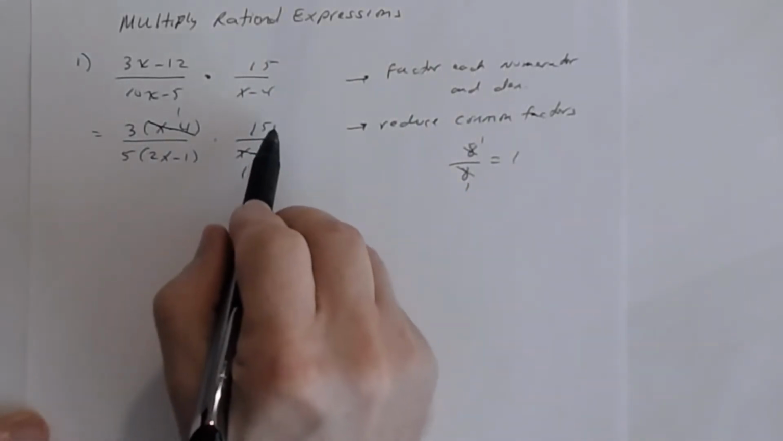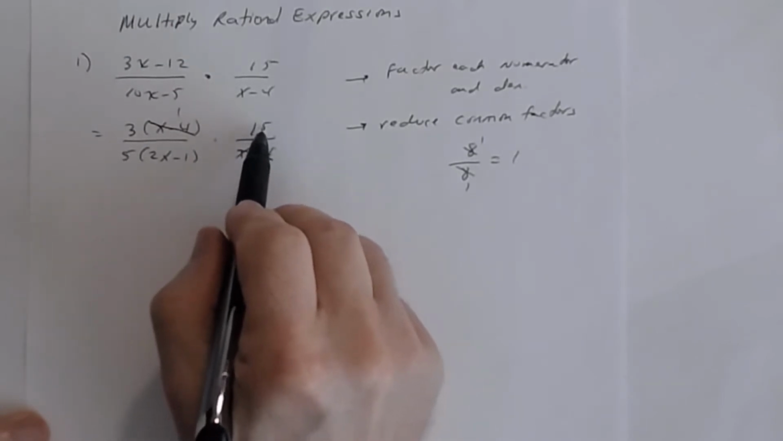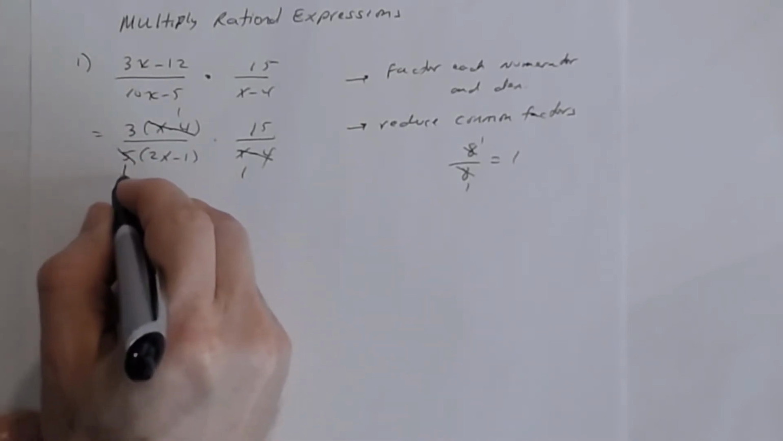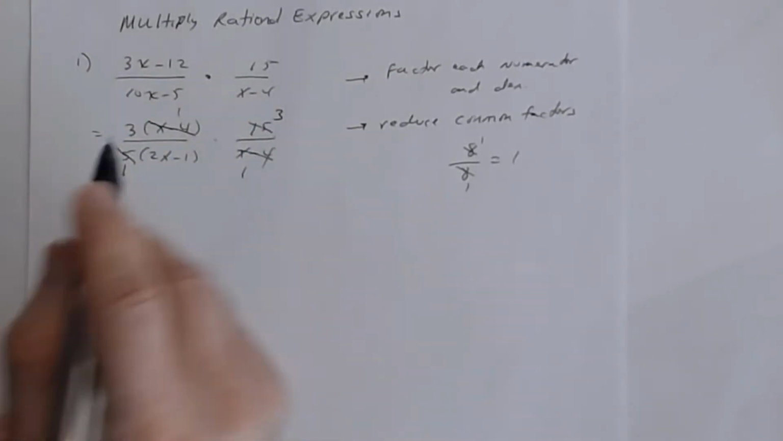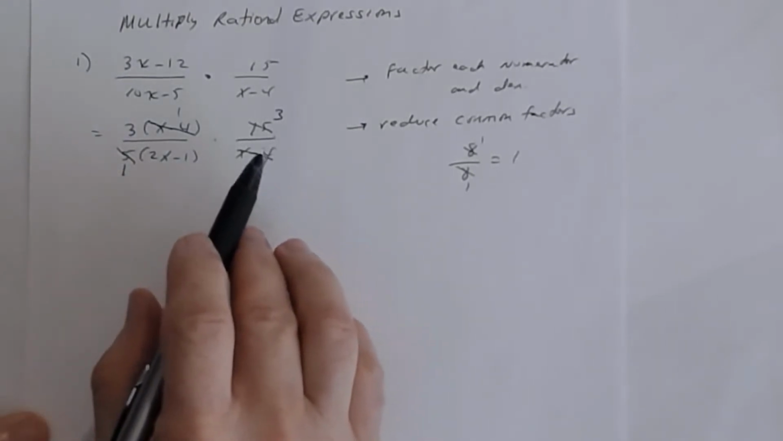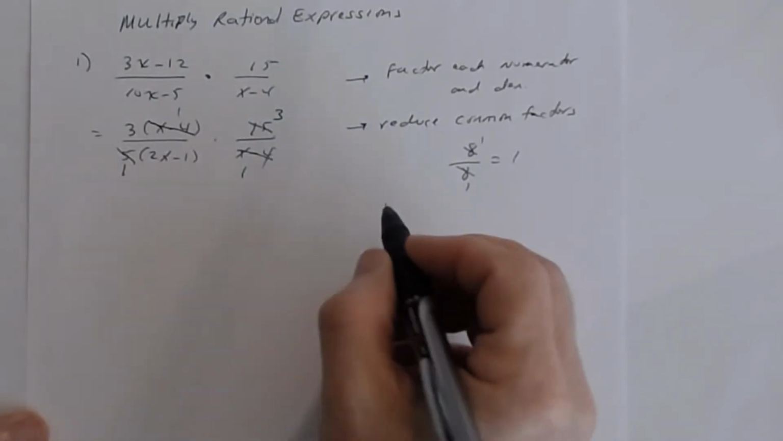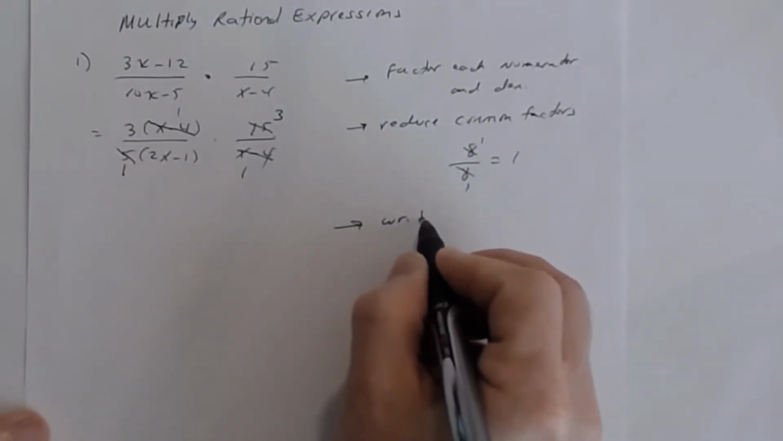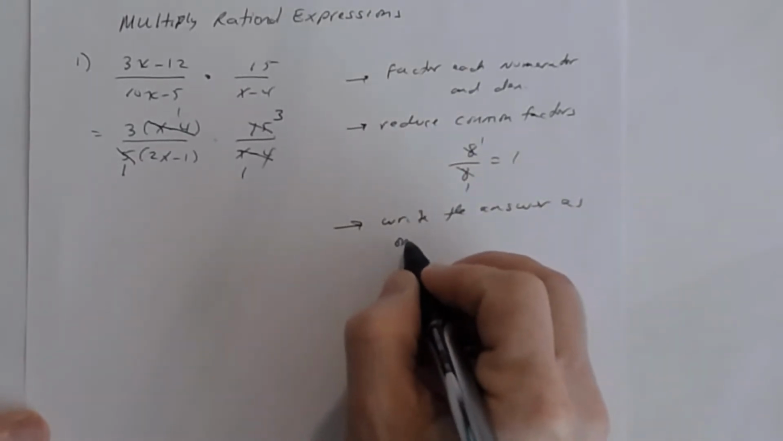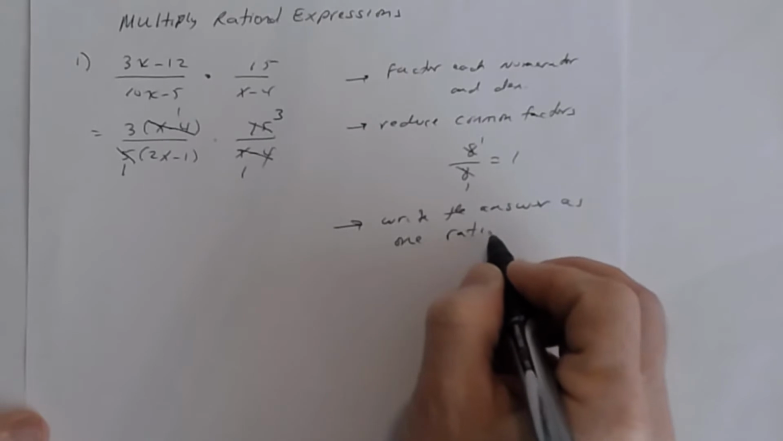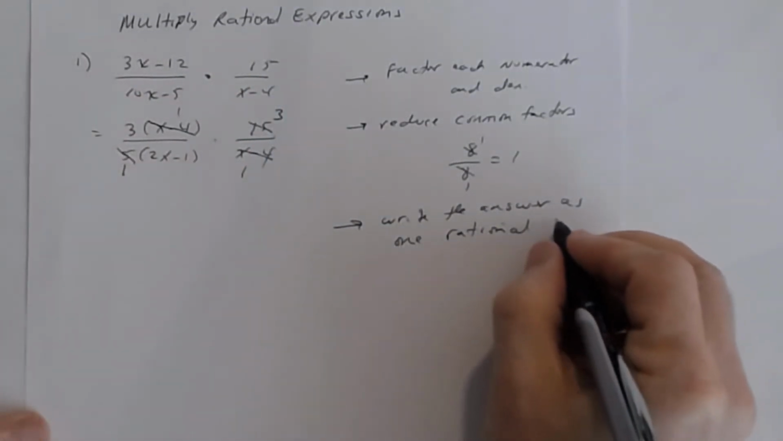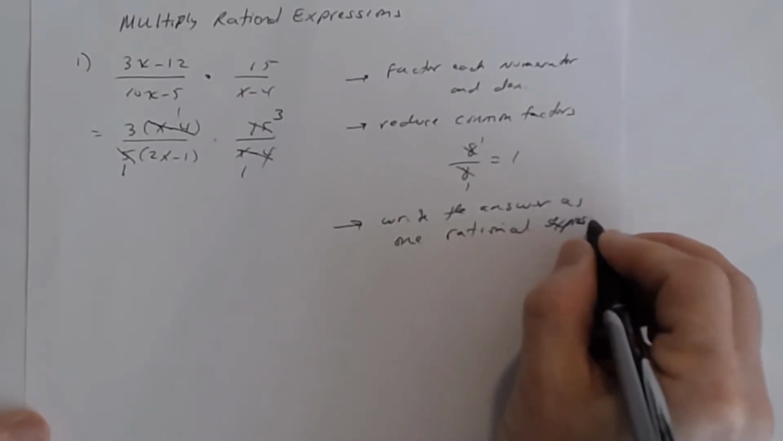All right. Now the next factor is 15. 15 I can reduce with this 5. So you can say 5 and a 5 is 1, and 5 and a 15 is 3. And that's all you can do in terms of reducing. So now the next thing you're going to do is write your answer as one rational expression. See, you have 2 here, so you can write it as one rational expression.